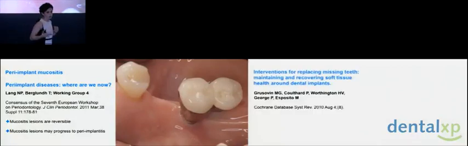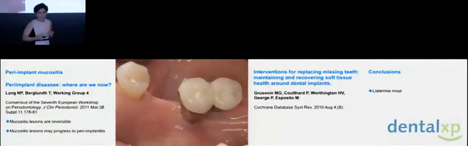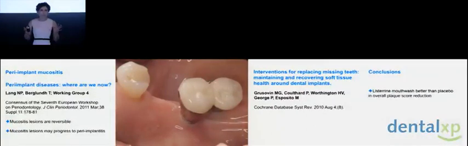So different options that we have in terms of this initial treatment, and again, we're using a Cochrane database systematic review by Grusoven, would be very simple things. We know, for example, that Listerine works well as a mouthwash when compared to placebo.